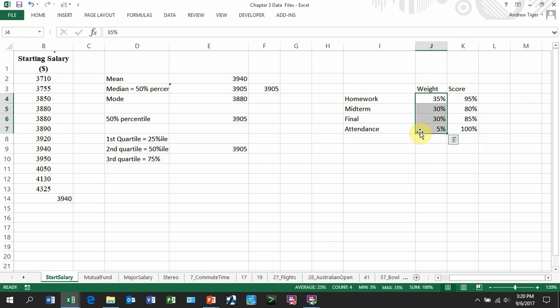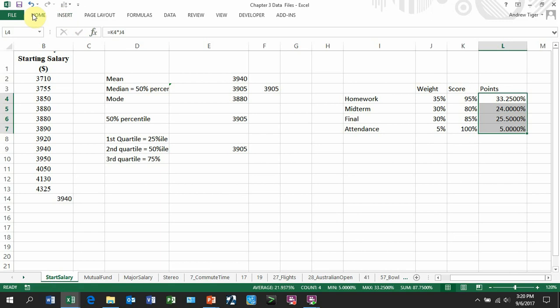So how do I determine what my final grade is? Well, it's a weighted average. So what happens is you take 35% of this, or this times 35%, plus this times 30%, plus this times this, plus this times this. If you want to do it individually, I could take this times 35%, and these become my total points that go to the total, and if I sum those, that's the total.